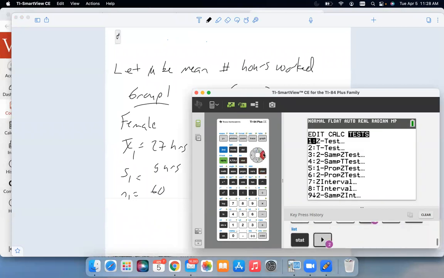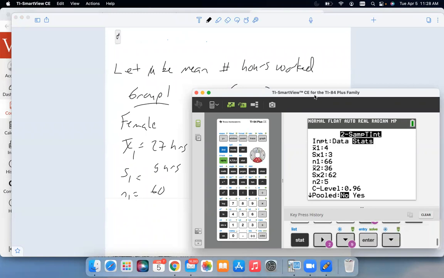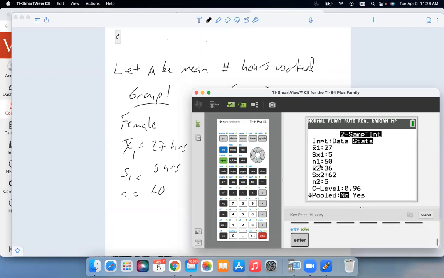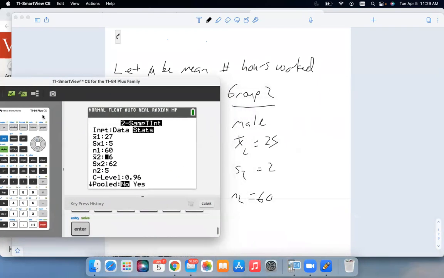So we're going to go down to button 0. This is a 2 sample interval. We have the statistics. I like to write things in this order too. Since this is the order calculators ask for it in, that's how I got that last one messed up, because I'm just used to typing things in this order. X bar, S, then N. And then over here, 25, 2, and 60.